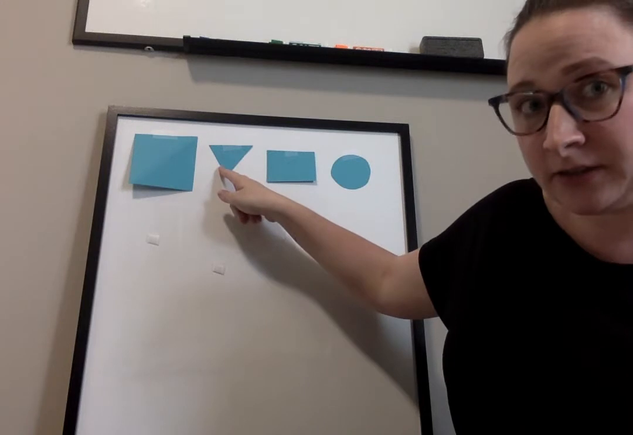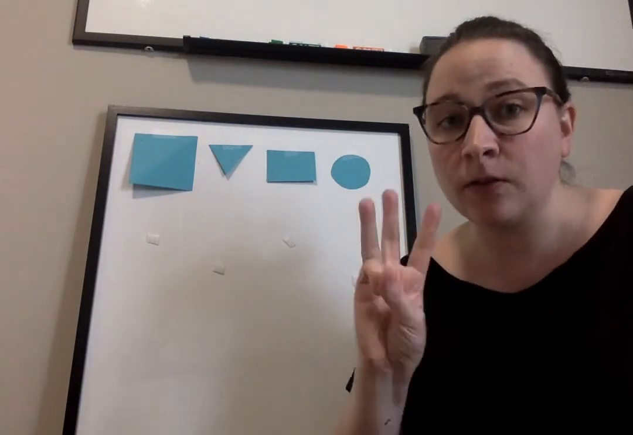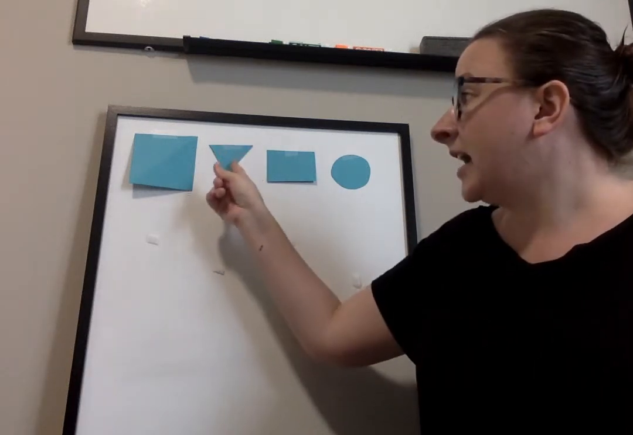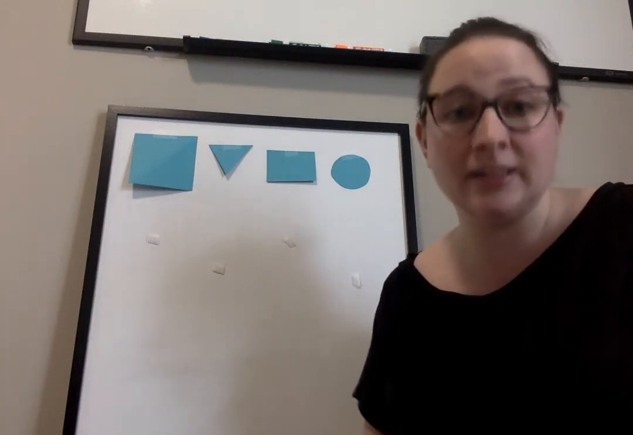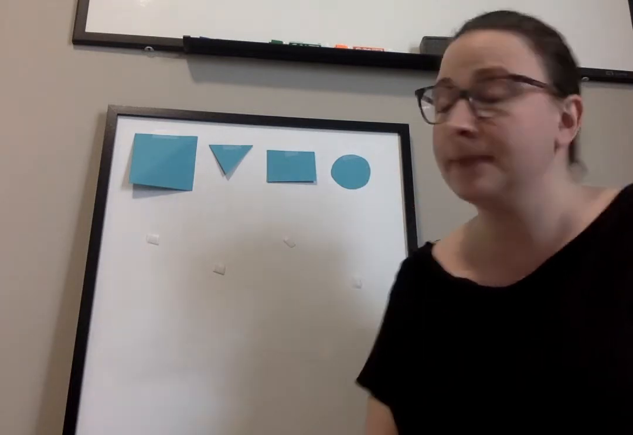Now triangles, this is tricky. They all have to have 3 sides and 3 corners, but the sides can be different lengths. They can be different sizes, okay? And it doesn't mean it's not a triangle. It still is a triangle as long as it has 3 corners and 3 sides.